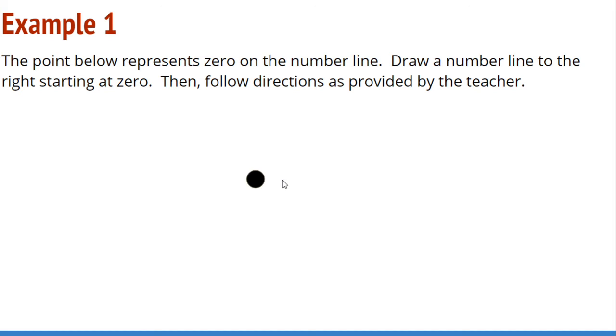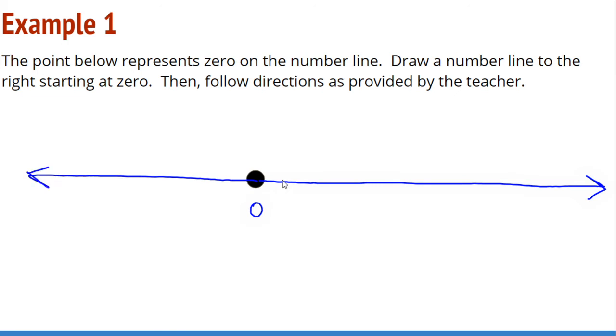So the point below represents 0 on the number line. We're going to draw a number line to the right starting at 0 and then follow the directions as I give them to you. So we are going to draw a number line to the right starting at 0. So we're going to start right here. This is 0, and we're going to draw a line to the right. Then we are going to draw to the left.